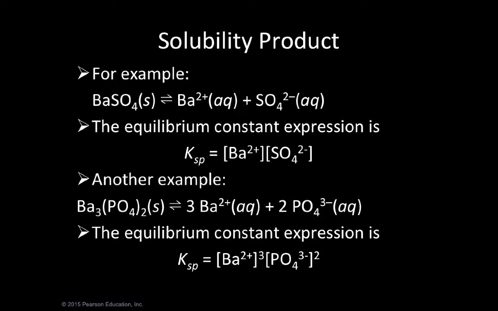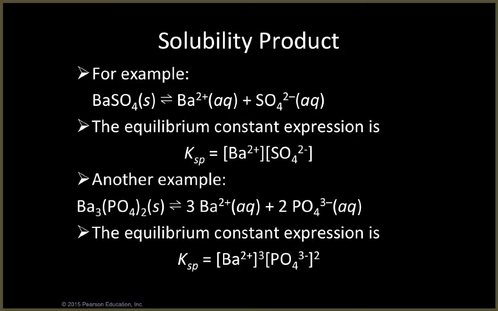When we set this up, you can see this is for barium sulfate. Barium sulfate dissociates into barium plus 2 and sulfate minus 2. When you set up the equilibrium constant, it's still products over reactants, but notice now the reactant is not included because it's a solid. So the equilibrium expression would just be K equals Ba plus 2 times SO4 minus 2.